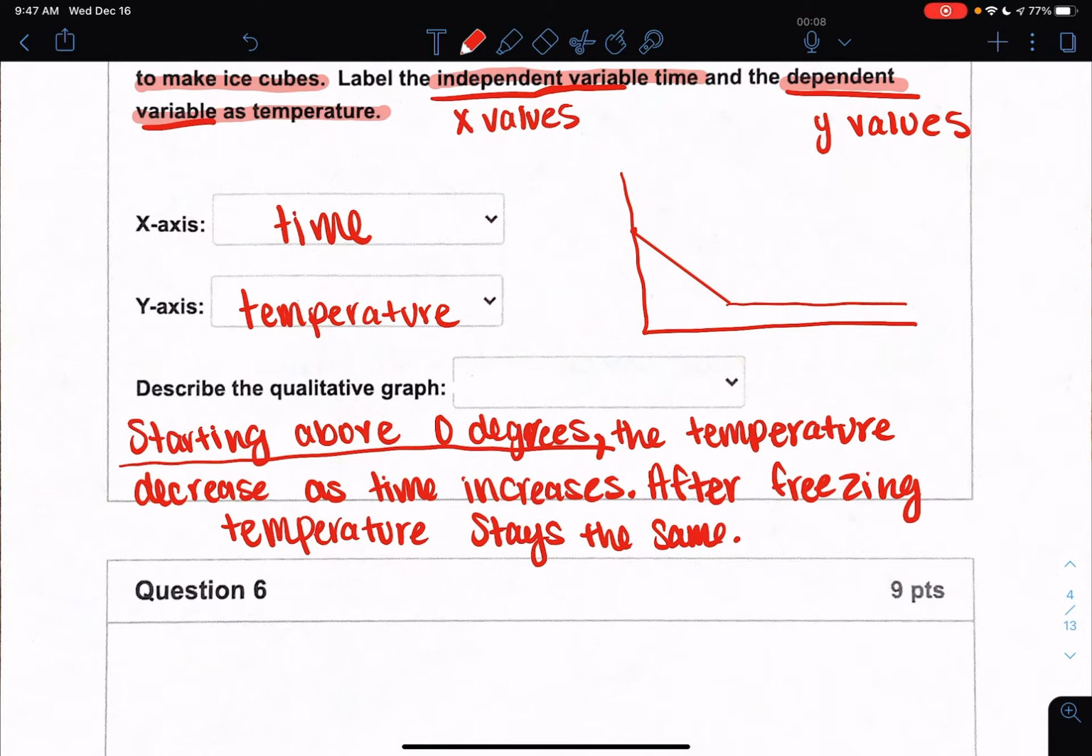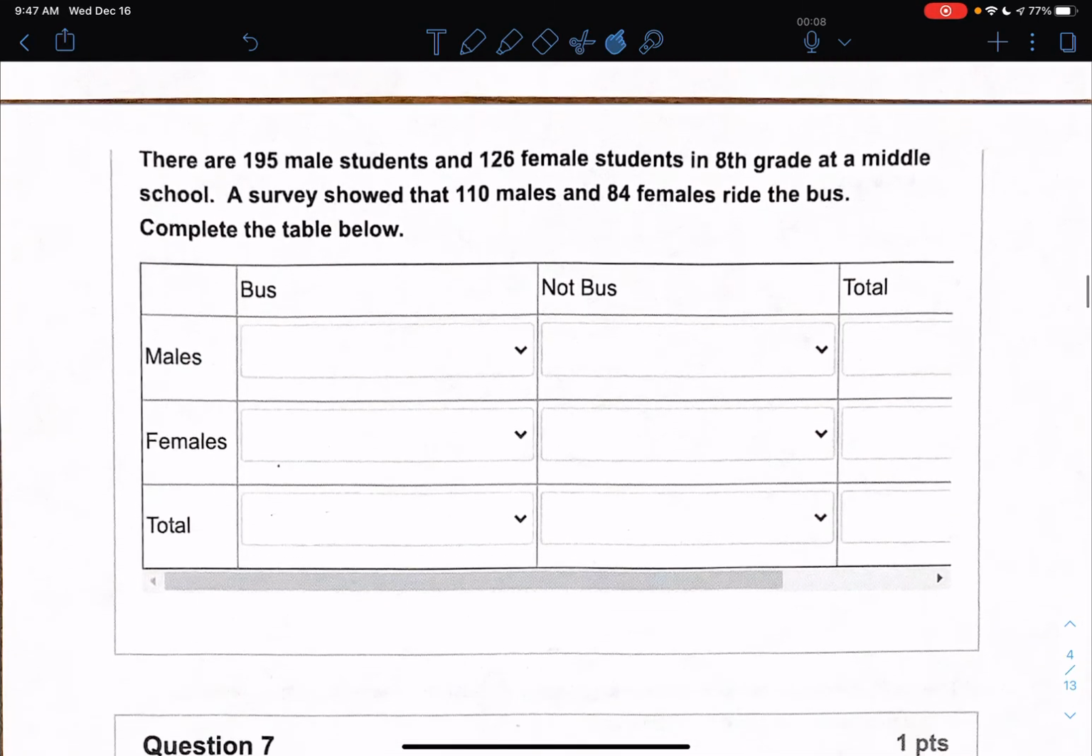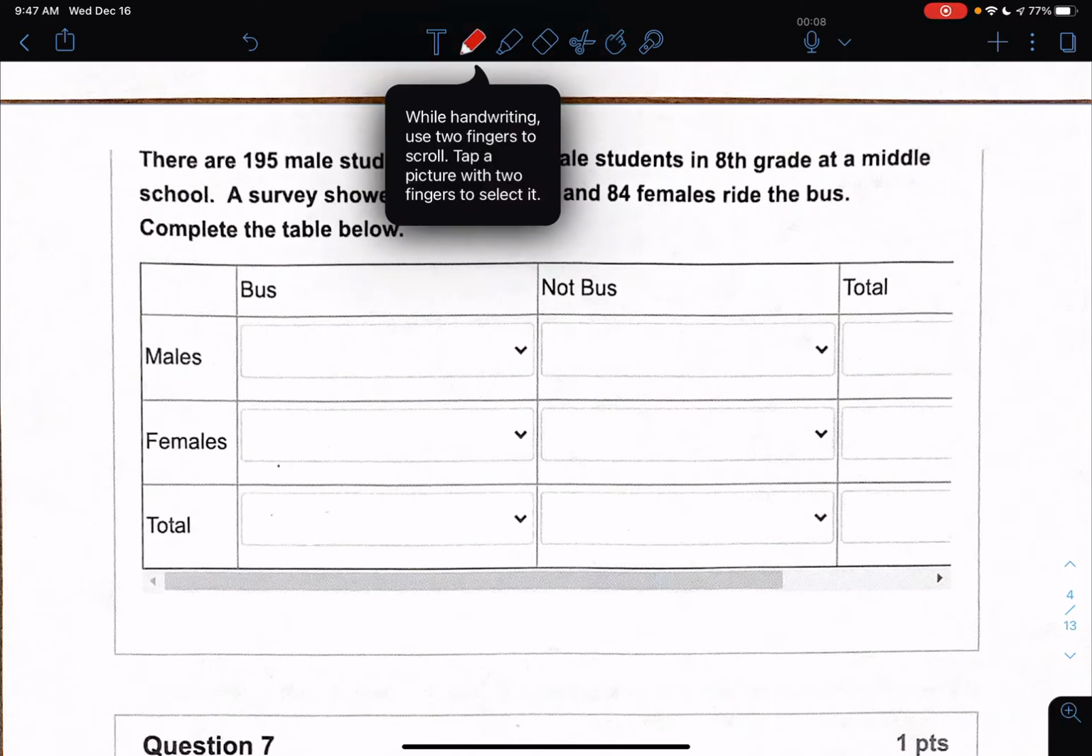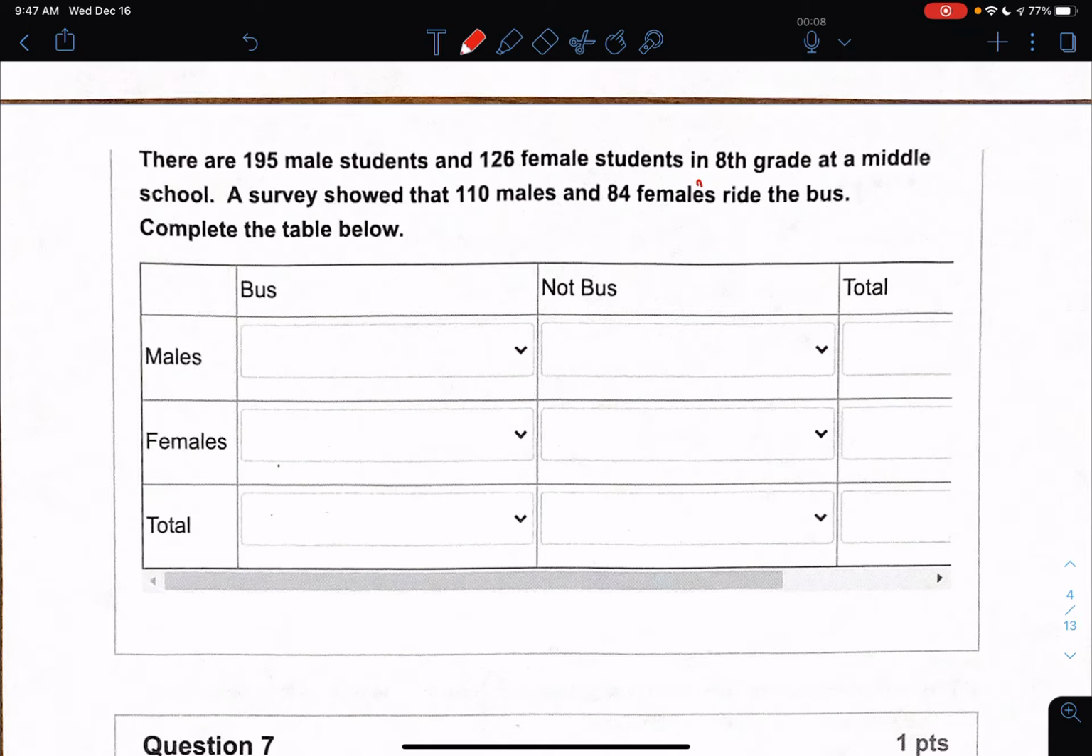All right, moving on to the next one, number 6. So we have our two-way table here. Okay, there are 195 male students and 126 female students in 8th grade at a middle school. A survey showed that 110 males and 84 females ride the bus.